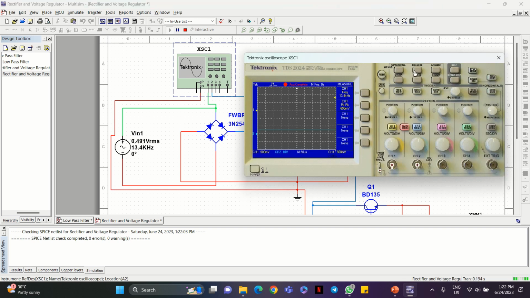This is the output for the circuit. The frequency will be 13.4 kilohertz and the peak to peak value will be 694 millivolt.